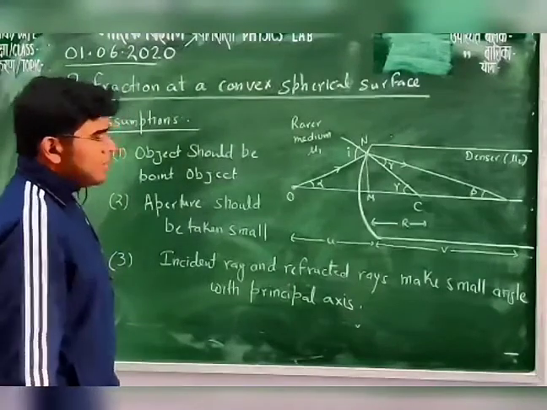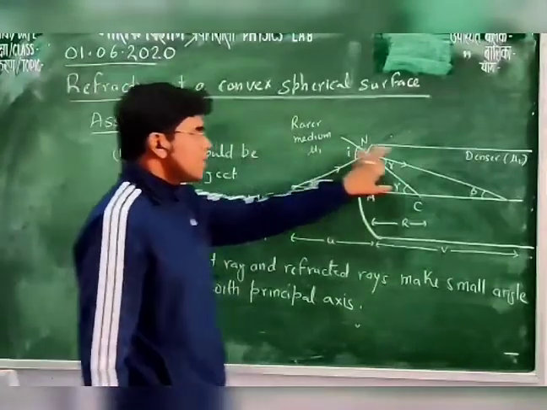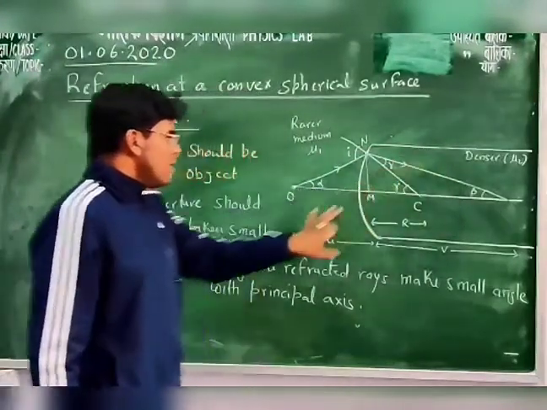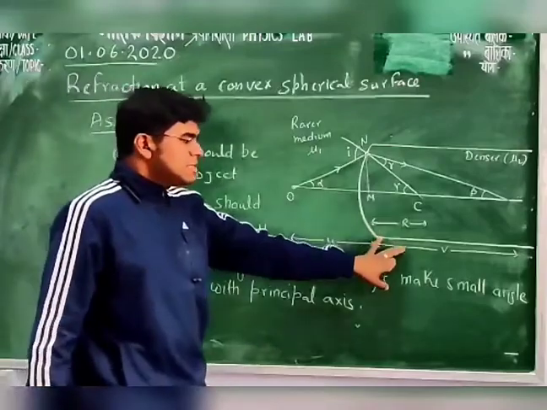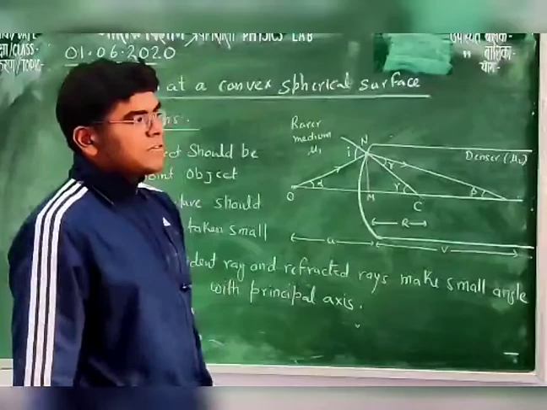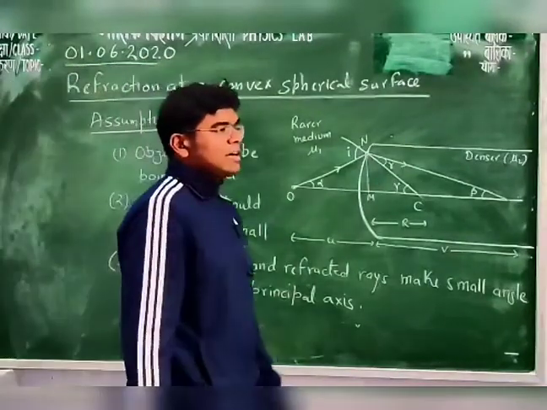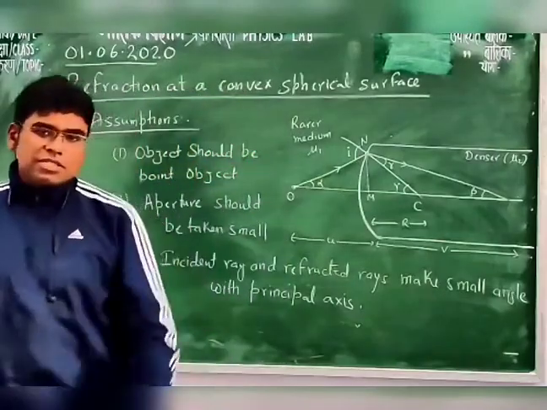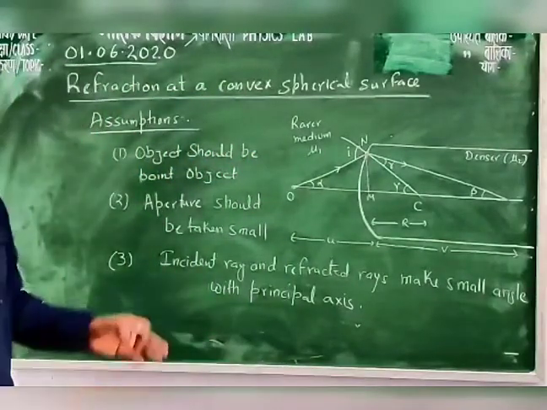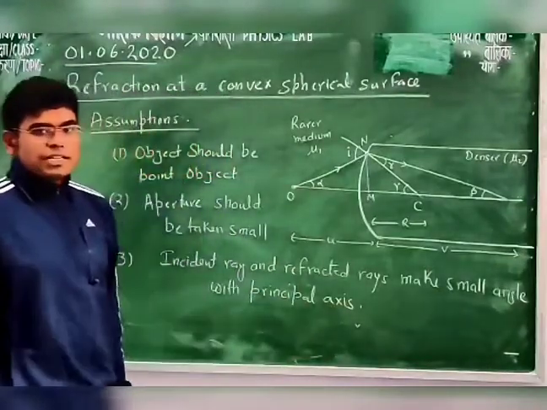We need to make a relation between the refractive index of the inner medium, the outer medium, object distance, image distance, and the radius of curvature of the spherical surface. For doing this, we need to put a point object on the principal axis. Then the image formation will be done. Then with certain assumptions, we will derive a relation, that we have to do.